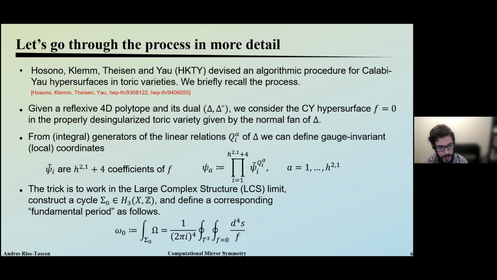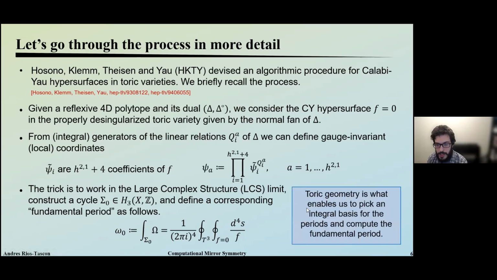Now the trick is to work in the large complex structure limit, LCS, and construct a cycle in the middle homology, and we define a corresponding fundamental period as follows. The good thing here is that from the toric geometry, we'll be able to extend it into a computation on the algebraic torus of the ambient variety. So we can do this integral explicitly and completely analytically. The toric geometry is what enables us to compute this fundamental period, because these integral linear relations give us an integral basis for the period vector.